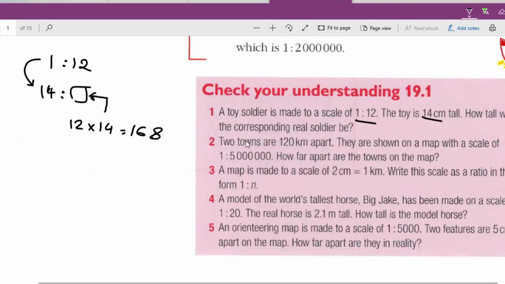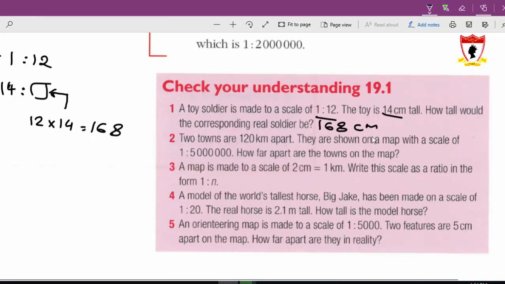So the height of the soldier in real life is 168 centimeters. As meters, we can also write it as 1.68 meters. So this is the height of the real soldier. Question 2. Two towns are 120 kilometers apart. They are shown on a map with a scale of 1 to 5 million. How far apart are the towns on the map?